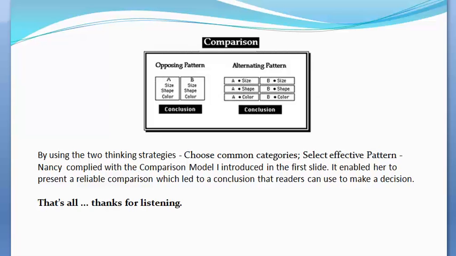By using the two thinking strategies, choose common categories and select effective pattern, Nancy complied with the comparison model introduced in the first slide. It enabled her to present a reliable comparison which led to a conclusion that readers can use to make a decision.